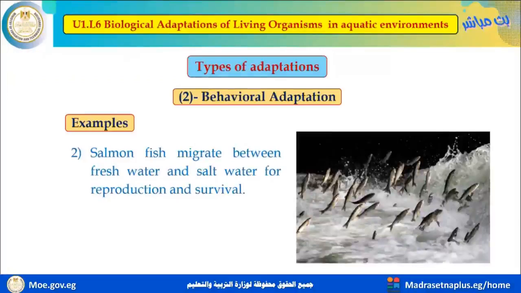Yes, this is the salmon fish. If you look at this picture, we have thousands of salmon fish, which migrate between fresh water and salt water for reproduction and survival. Here there is no change in the structure of the salmon fish, but the behavior of the salmon changes. It begins the journey from salty water to fresh water to lay its eggs and continue its life cycle. So the salmon fish is an example of behavioral adaptation.